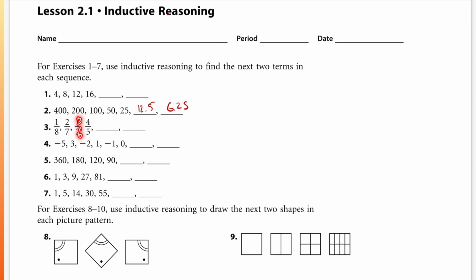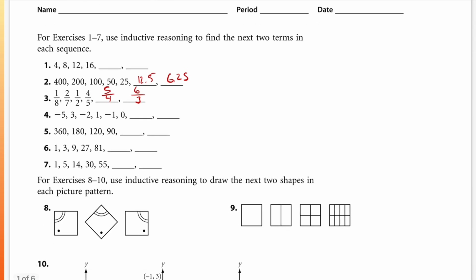Looks like the numerators are increasing by 1 and the denominators are decreasing by 1. So if we continue the pattern, the next numerator will be 5. The next denominator will be 4. Continue again, 6, 3. So once again, that's numerators 1, 2, 3, 4, 5, 6, and denominators 8, 7, 6, 5, 4, 3.